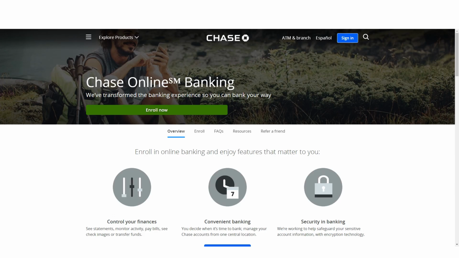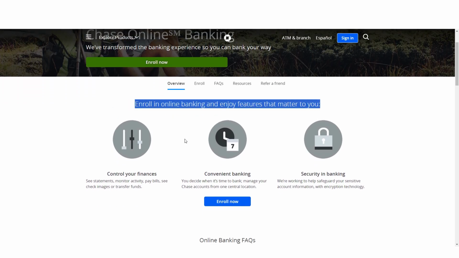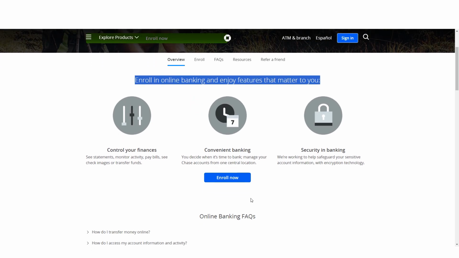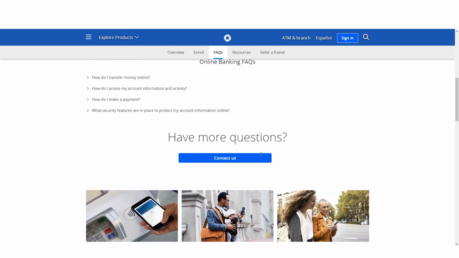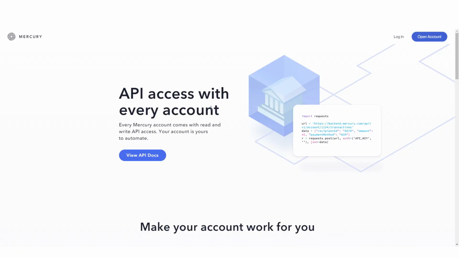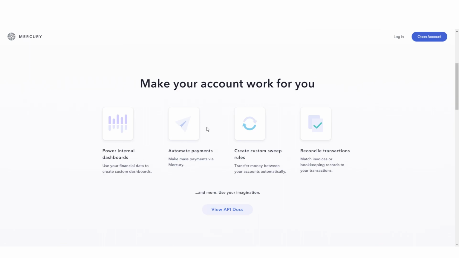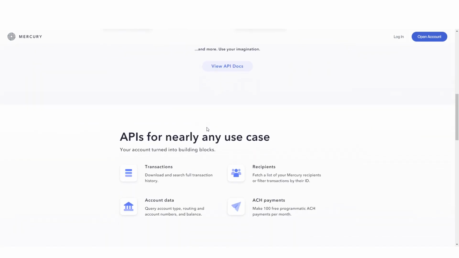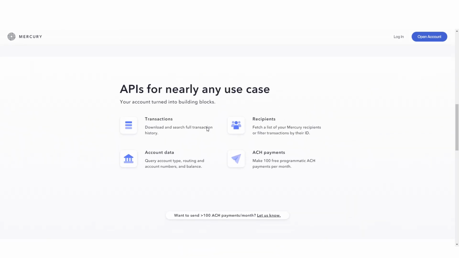But Chase offers a more traditional online banking platform that is geared towards both personal and business banking. With Chase's online banking platform, you can manage your account, pay bills, and transfer funds, as well as access a range of financial tools and resources. Mercury Bank stands out for its API access, which allows you to integrate your banking with a range of digital tools and accounting software, including QuickBooks and Xero. This can make it easier to manage your finances and keep your books up to date.